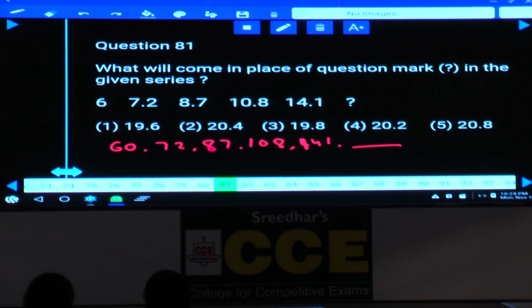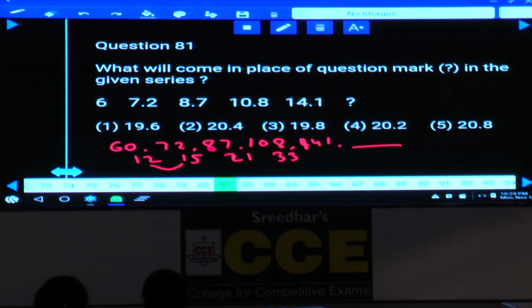చెప్పండి ఇప్పుడు ఆన్సర్. 60 and 72 difference is 12. 72 and 87 difference ఎంత వస్తుంది? 15. 87 and 108, 21. 12, 15, 21. Next ఎంత? 33. And 108 and 141 it will be 33.